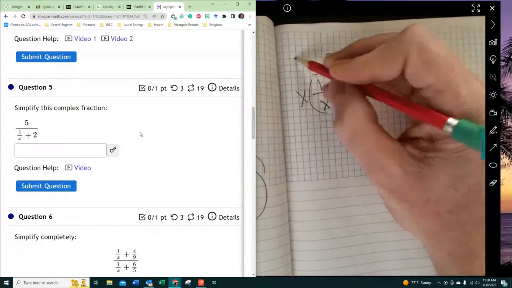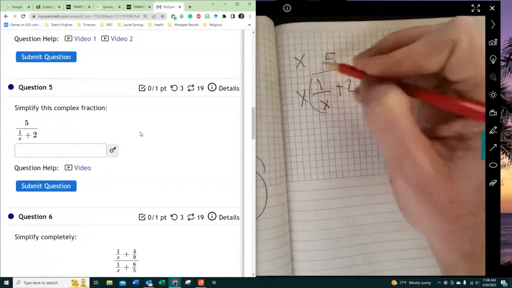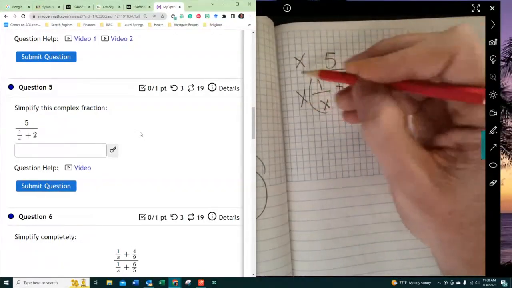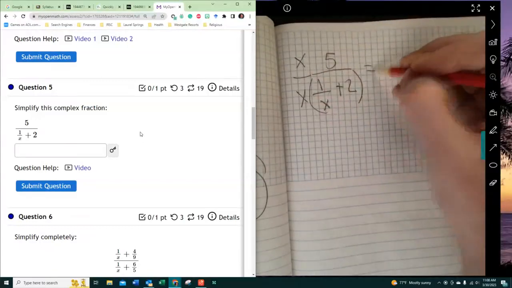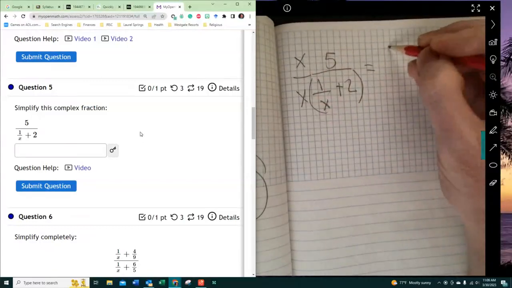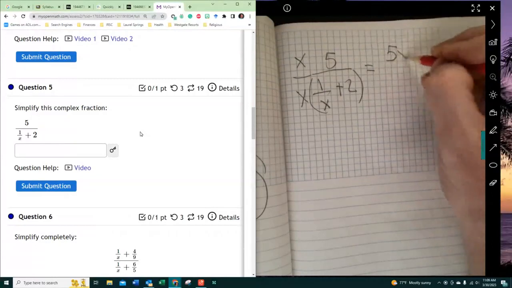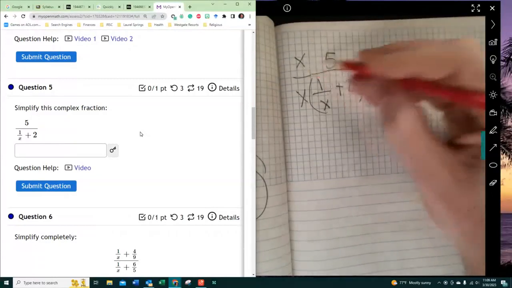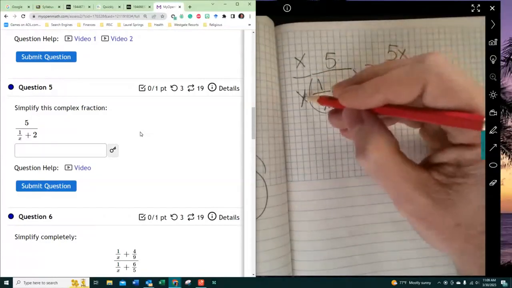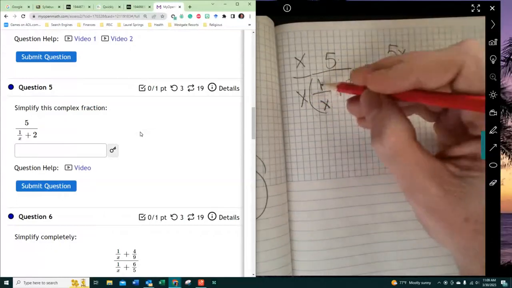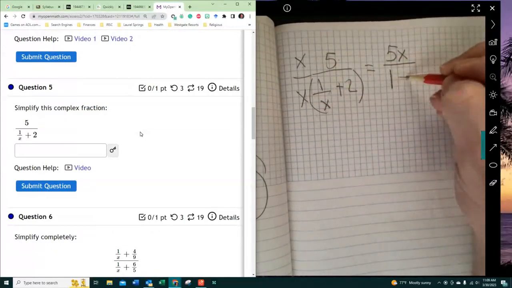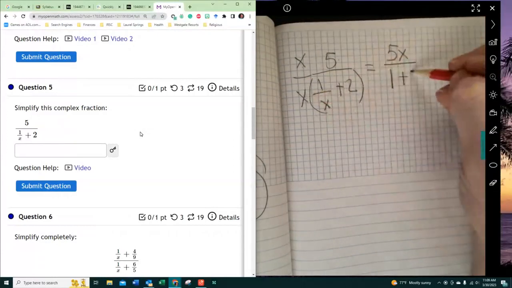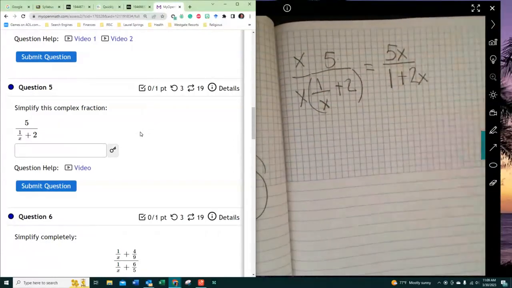But what I do to the bottom, I must do to the top. So I'm going to have to multiply both the top and the bottom by x, and that means x over x, which is 1. So I'm not changing the value, I'm just changing its appearance. So what we end up with is 5x, because x times 5. And then I'm going to distribute the x to 1 over x, which would mean 1, plus, and then the x times the 2 gives us 2x. And there's my answer. I am done.